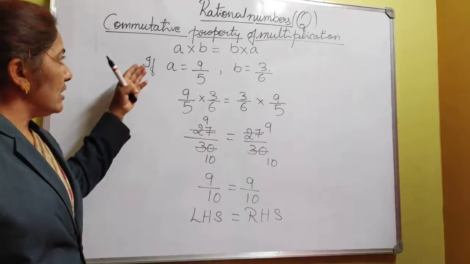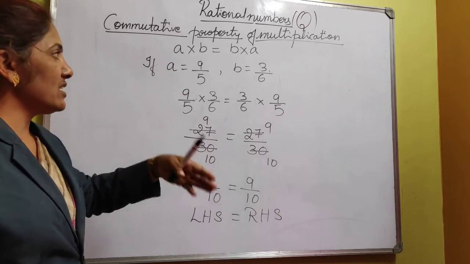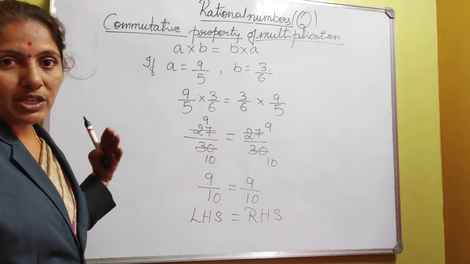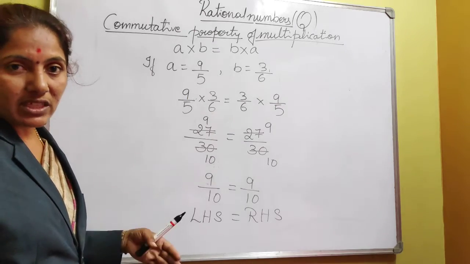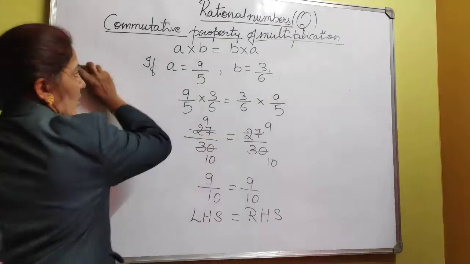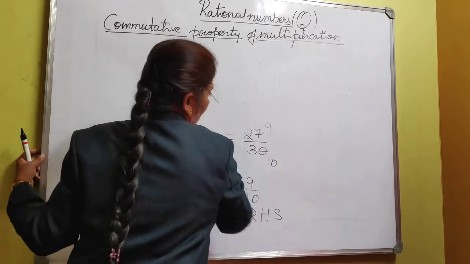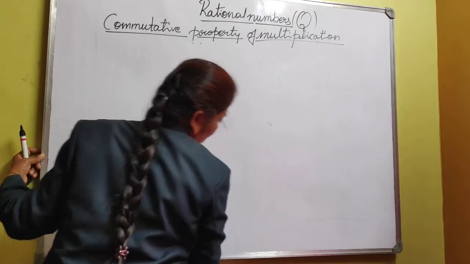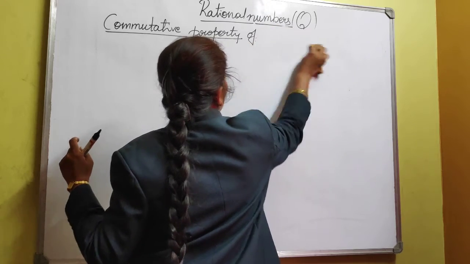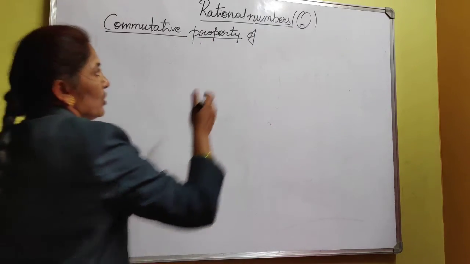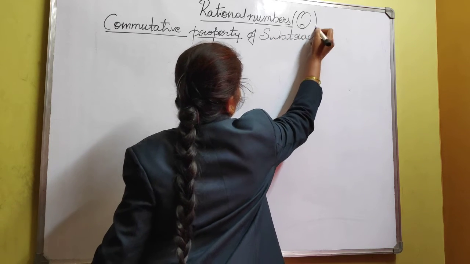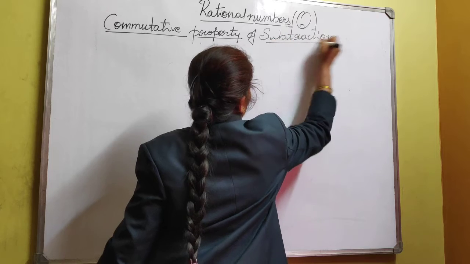Let us check now, using the same approach and changing some of the values of A and B, whether for subtraction, finding the difference between any two rational numbers, even after interchanging, LHS will be equal to RHS. That is what we are going to learn next. Let us check whether LHS will be equal to RHS and say that the commutative property of subtraction holds good. So, this is the commutative property of subtraction.